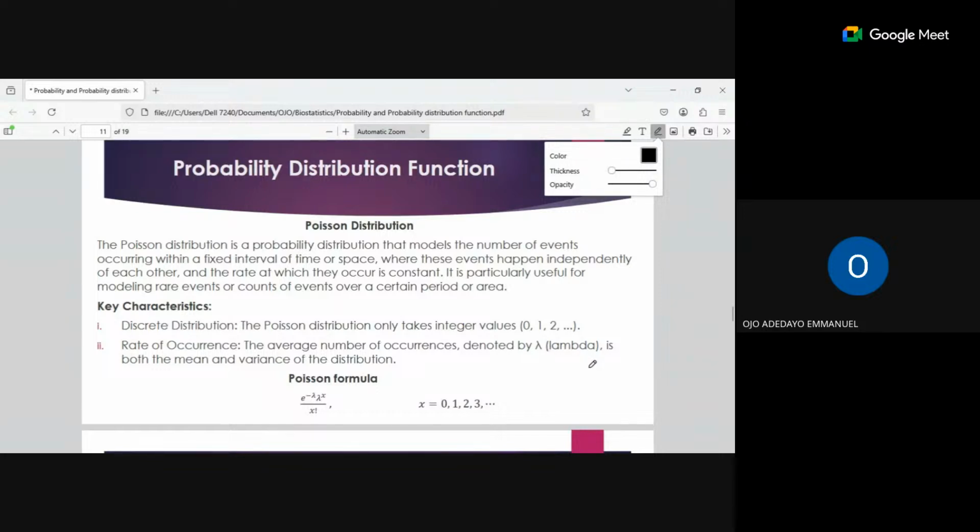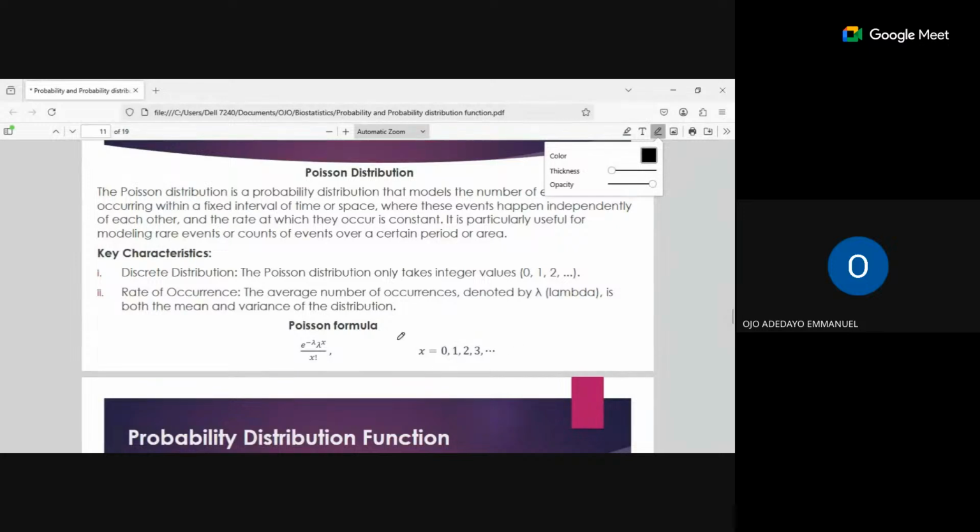Now, one of the good properties of Poisson is that the mean is equal to the variance. So that means lambda is the mean, and lambda is also the variance. Please note that, it's very, very important. Now, the Poisson formula is this, which I would love us to look at very well. We have e to the power of minus lambda, then lambda raised to the power of x over x factorial. Let me take it again. e to the minus lambda, then lambda raised to the power of x divided by x factorial. Then what is x? x starts from 0, 1, 2, 3, it goes to infinity.